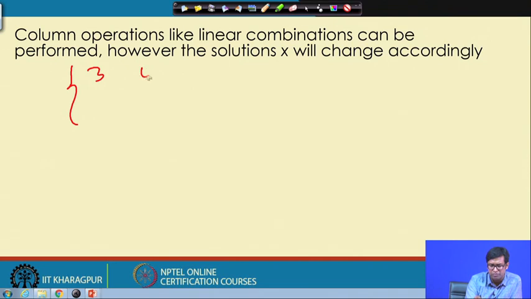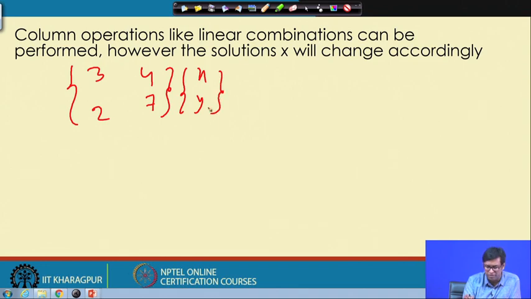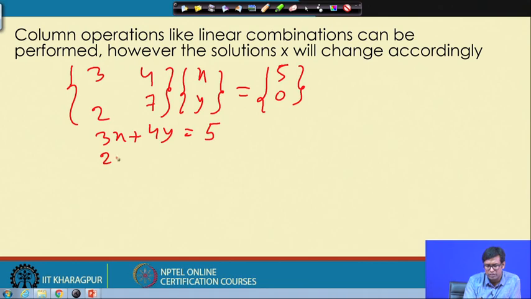matrix [3 4; 2 7], which is multiplied with x and y, giving the solution 5 and 0. So, we can get the equations 3x plus 4y is equal to 5, 2x plus 7y is equal to 0. Now, I can assume a new, so this is a little more complex, the solution vector will be much changed.